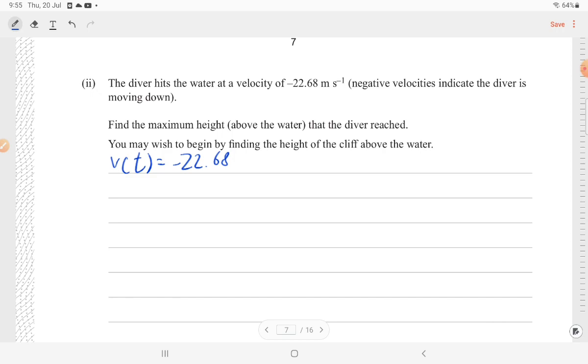Sorry, I got distracted. So velocity of t is equal to negative 9.8t plus 2.8 from the previous question. So the diver hits the water at a velocity of negative 22.68 meters per second.